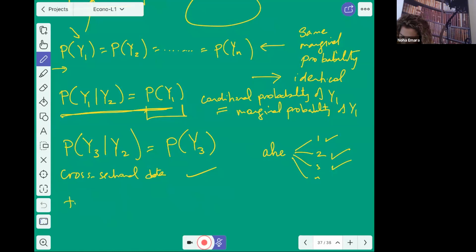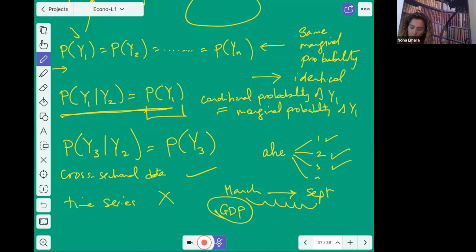However, in time series data, this is usually violated. If I'm talking about the virus, what happened with the virus since March until now, and what happened to the economy, GDP? What happened in March is connected with what happened in April, in May, in June, in July, in August, in September, because I'm talking about the same variable over time.